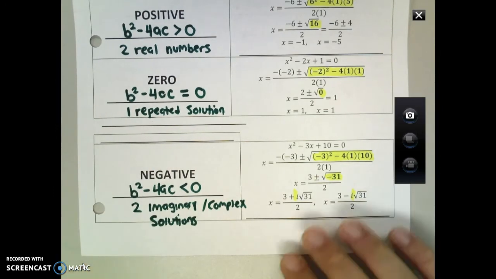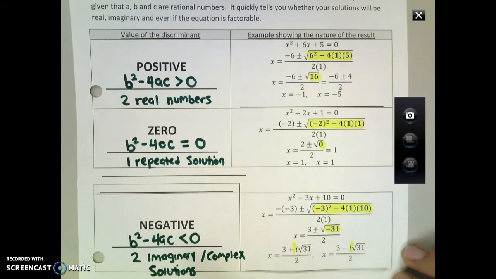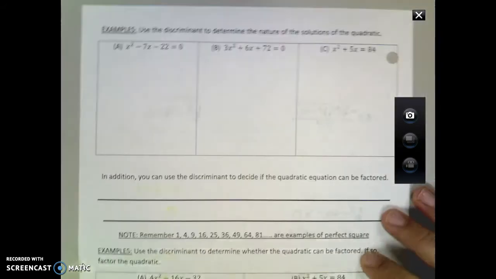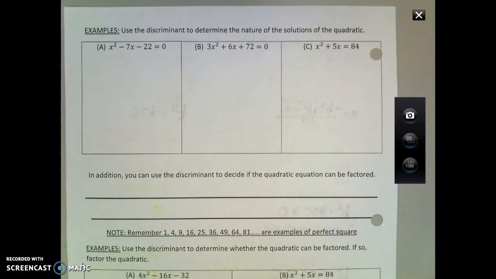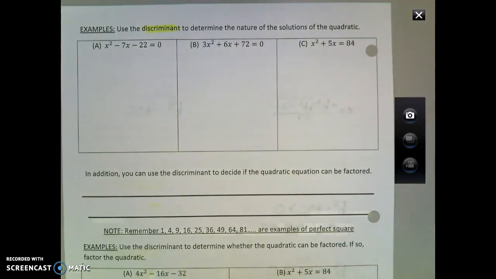Okay? So this is really the main chunk of the lesson, and so finding out the nature of your answers is going to help immensely, especially when we start graphing soon. So let's turn to the back and look at 3 examples. So the first one gives us x squared minus 7x minus 22. Now all I want to do here is not solve it, I just simply want to use the discriminant to determine the nature of the solutions, what type of solutions I'm going to have.